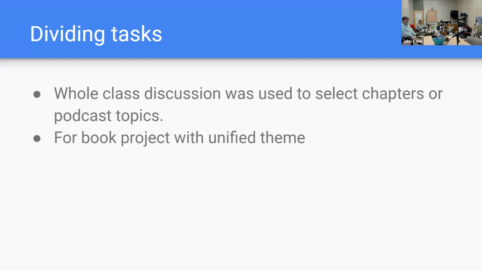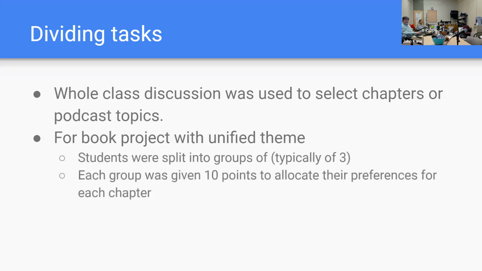And some of the themes, as you'll see, were not terribly unified, but in general they most often converged to a general theme that encompassed the different types of topics the different groups were most interested in. And then they were split into groups.